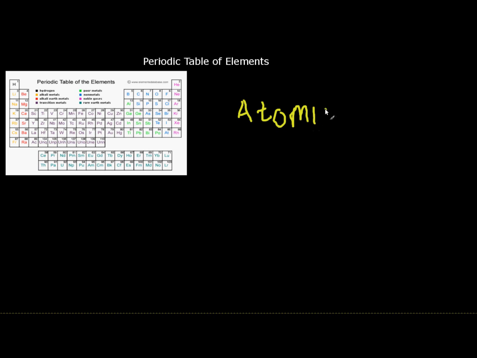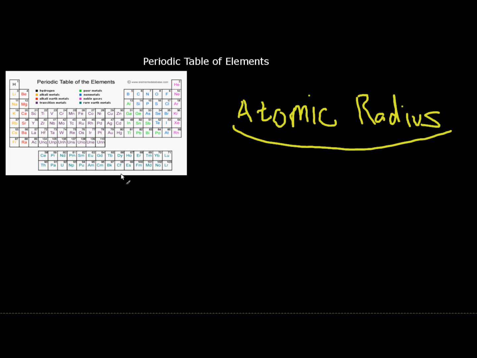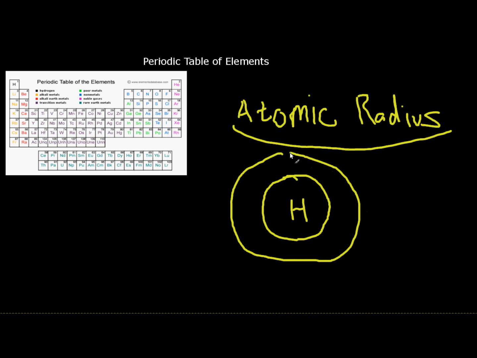Radius. Alright, it's also known as atomic size, and as the name suggests, it's basically... Alright, let's consider the example of hydrogen, which is a pretty simple atom. Now this is the nucleus. This is the first shell, and in hydrogen we have only one electron. This is the electron, right?